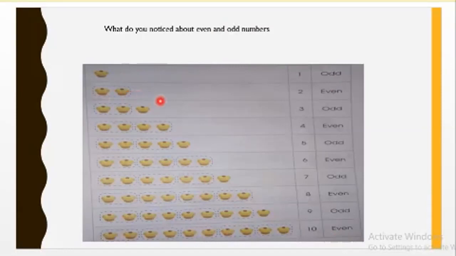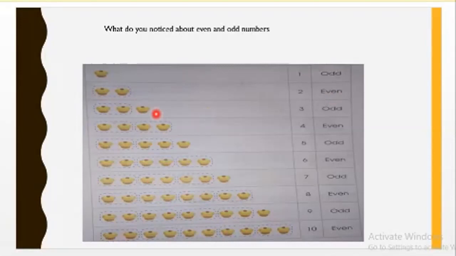I told you, you are going to make a group of 2. Each group has 2 cupcakes in it. So only those groups are called even groups. So in the number 2, they are equally paired. So 2 is an even number.